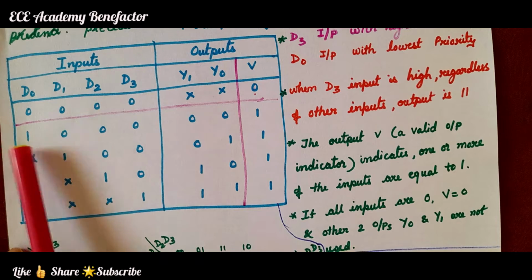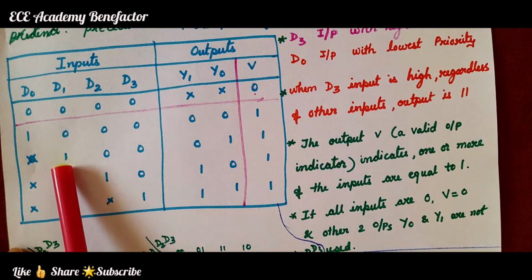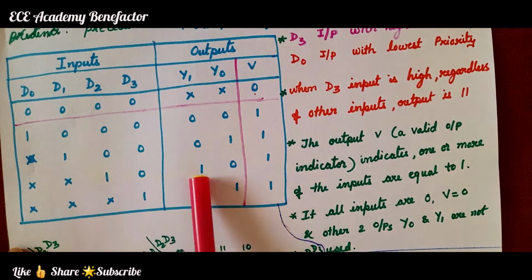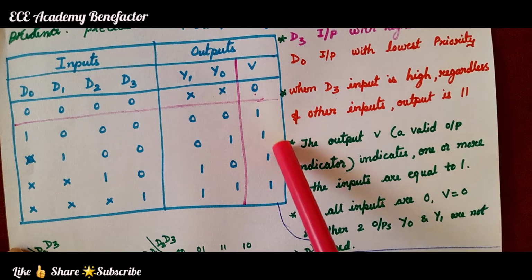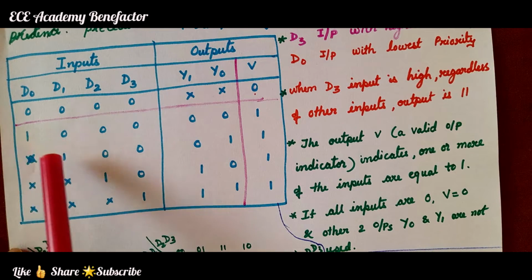When D0 is high, the output is 0, 0. D1 high, 0, 1. D2 high, 1, 0. D3 high, 1, 1. And valid output in these 4 cases is 1 because at least one of the inputs is high.